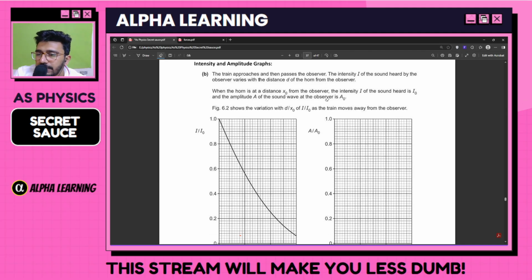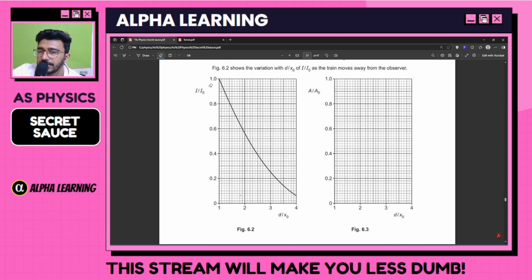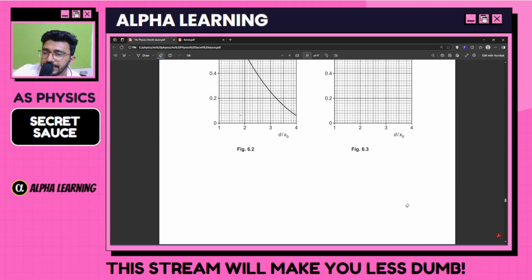Okay, so now you have this unique sort of graph where you were given the intensity graph and you had to draw the graph of amplitude. So how will you draw that? Just focus for a bit. So this is the intensity versus distance graph. Okay, you had to draw the amplitude versus distance graph.